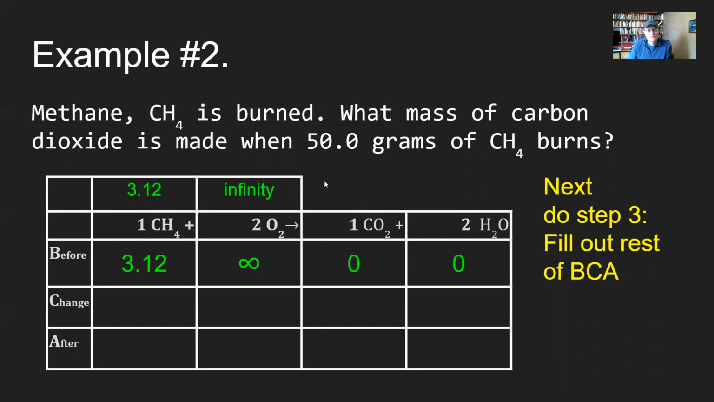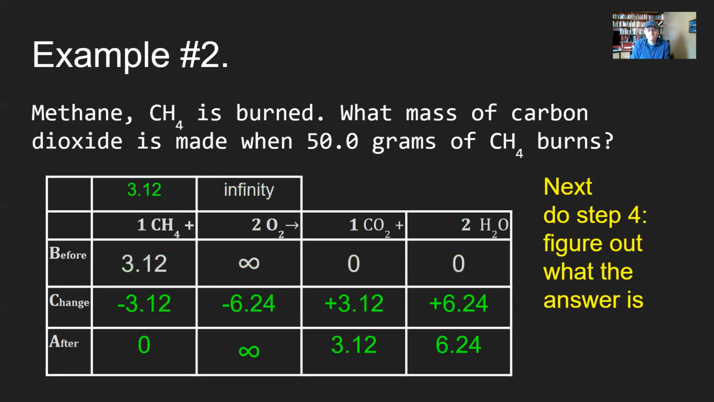So at this point, you should be able to fill out the rest of the BCA table. Remember that the 3.12 is the smaller of the 2 numbers that you should use to be able to fill out the BCA table. All right, so here is the rest of the BCA table filled out. You've got a negative 3.12, negative 6.24, because we did the 3.12 times 2. And you'll notice the same thing over here. You'll notice that the infinity minus 6.24 is still going to be infinity.